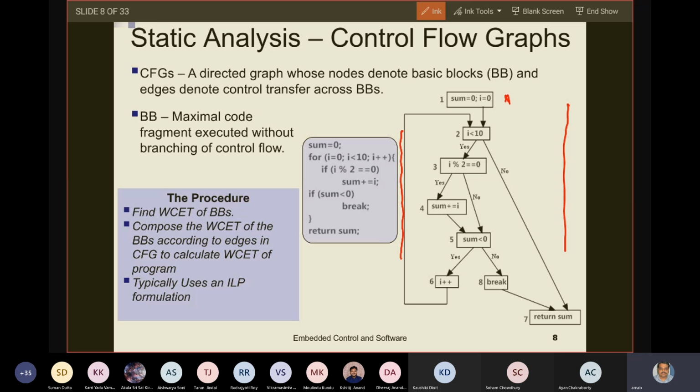The rest are anyway single statements, so you don't have to understand anything deep. Each of them being a single statement will always execute. So these are basic blocks in themselves.